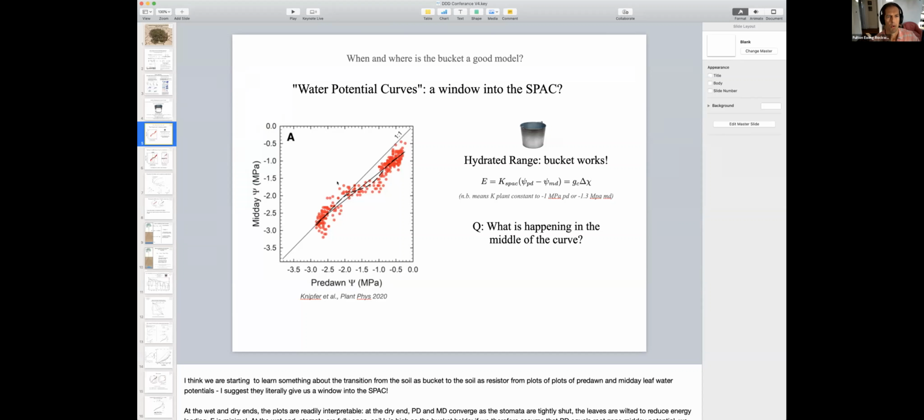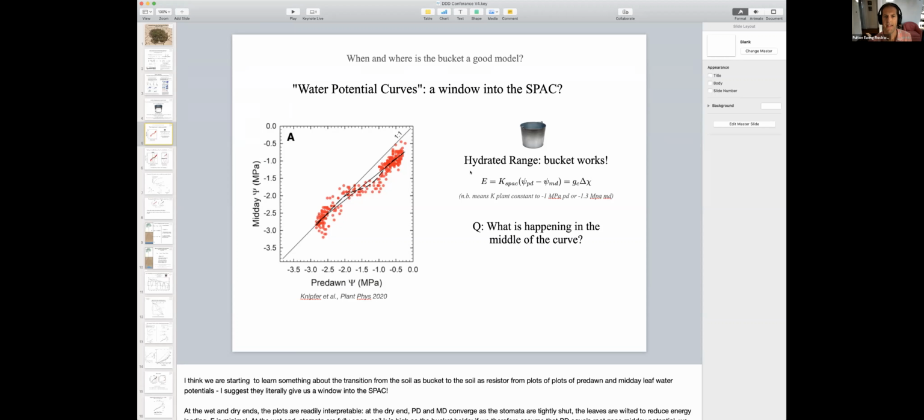So we look at the two ends of these plots, it's pretty simple to see what's going on. Down here, it's super dry. Midday and pre-dawn are basically the same thing. There's no transpiration. The roots have to be sort of at soil water potential. The whole plant is basically at soil water potential. Nothing's going on. That's fine. At the hydrated range, it's a little more interesting. You see that the middays are offset from the one-to-one line by a fairly constant amount.